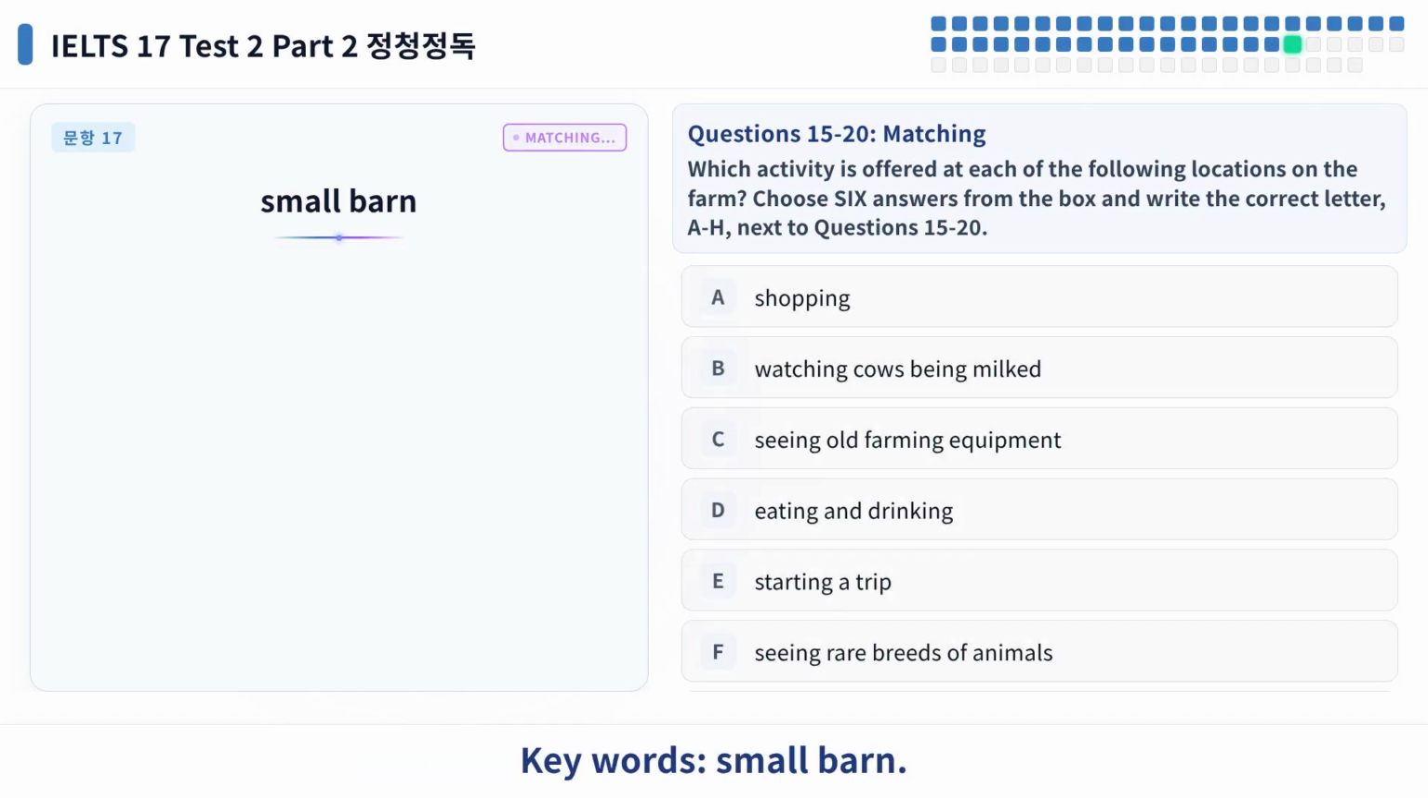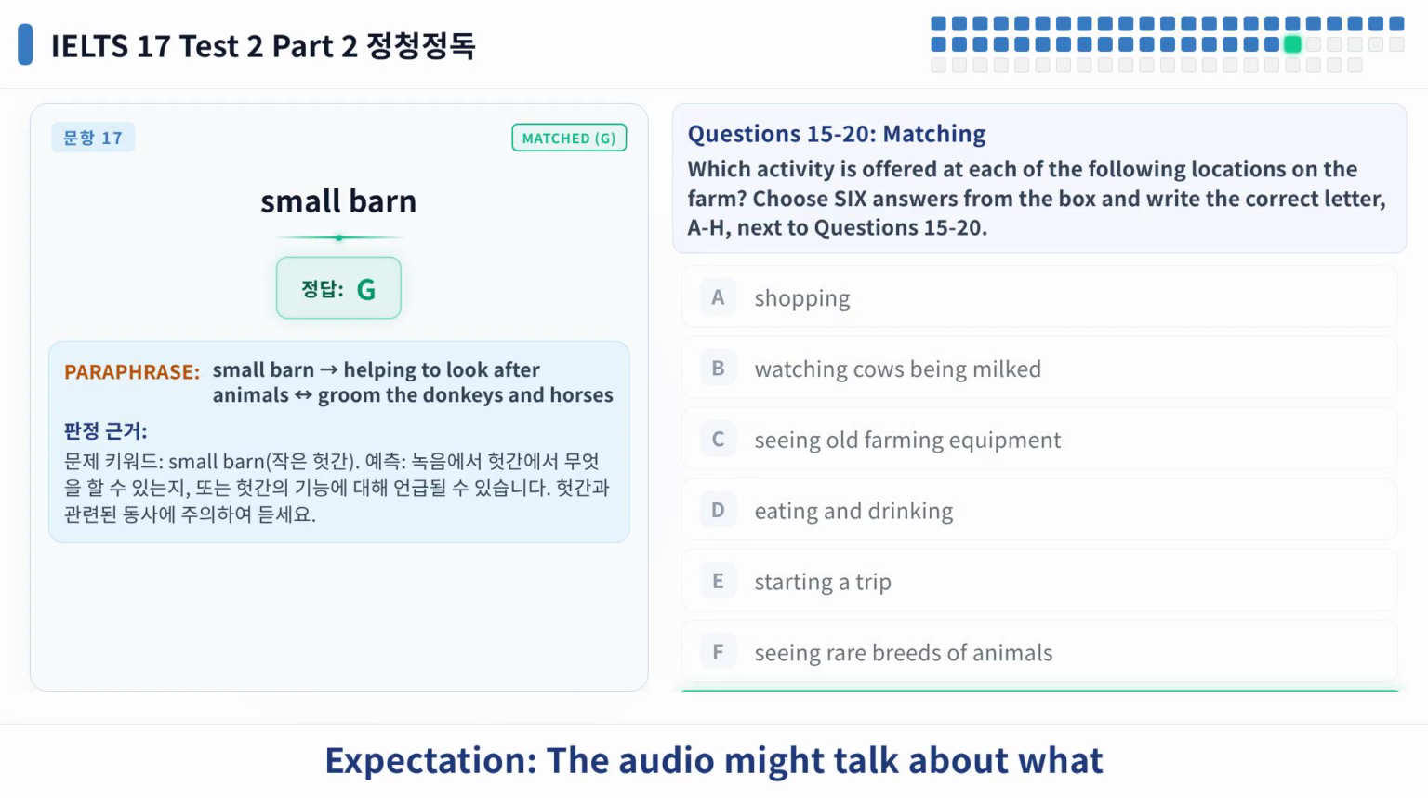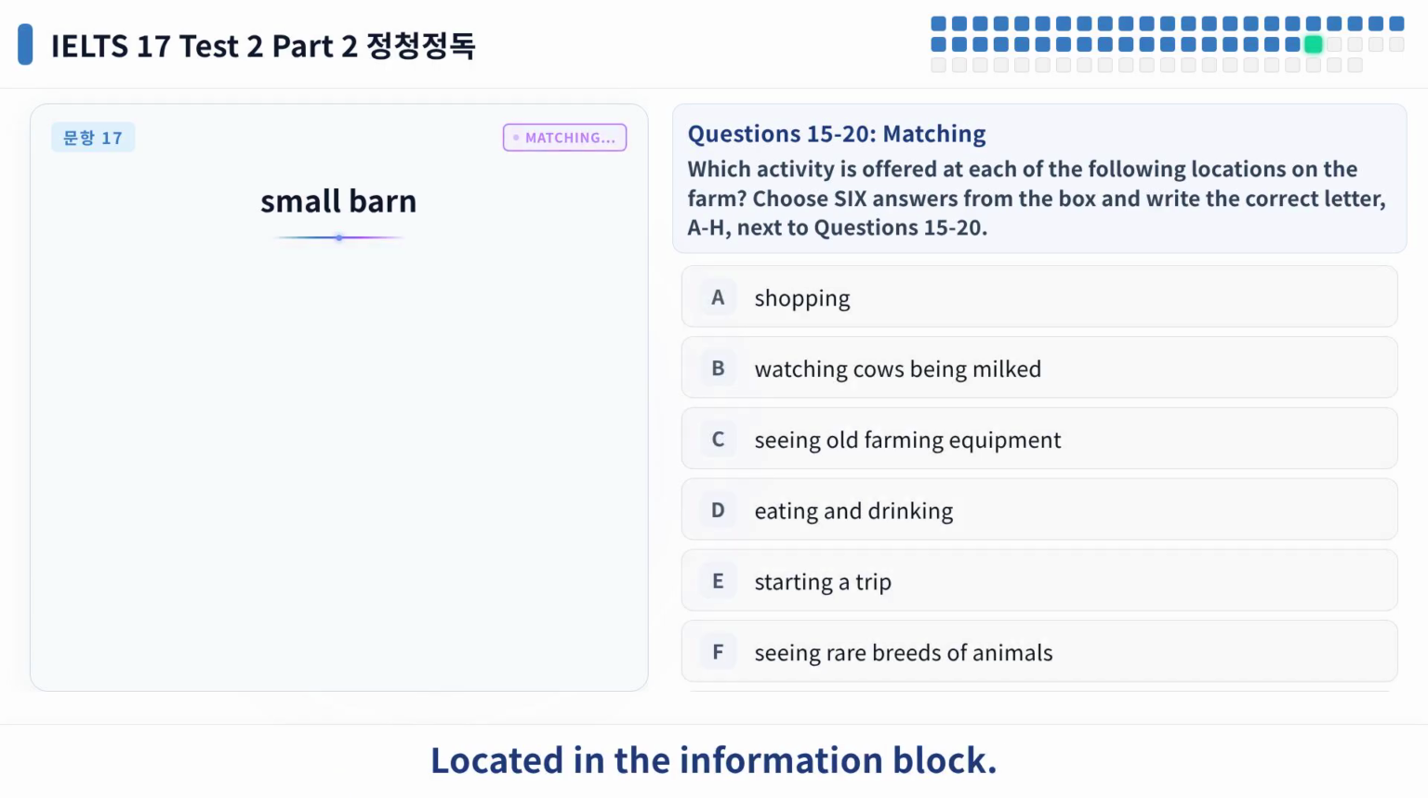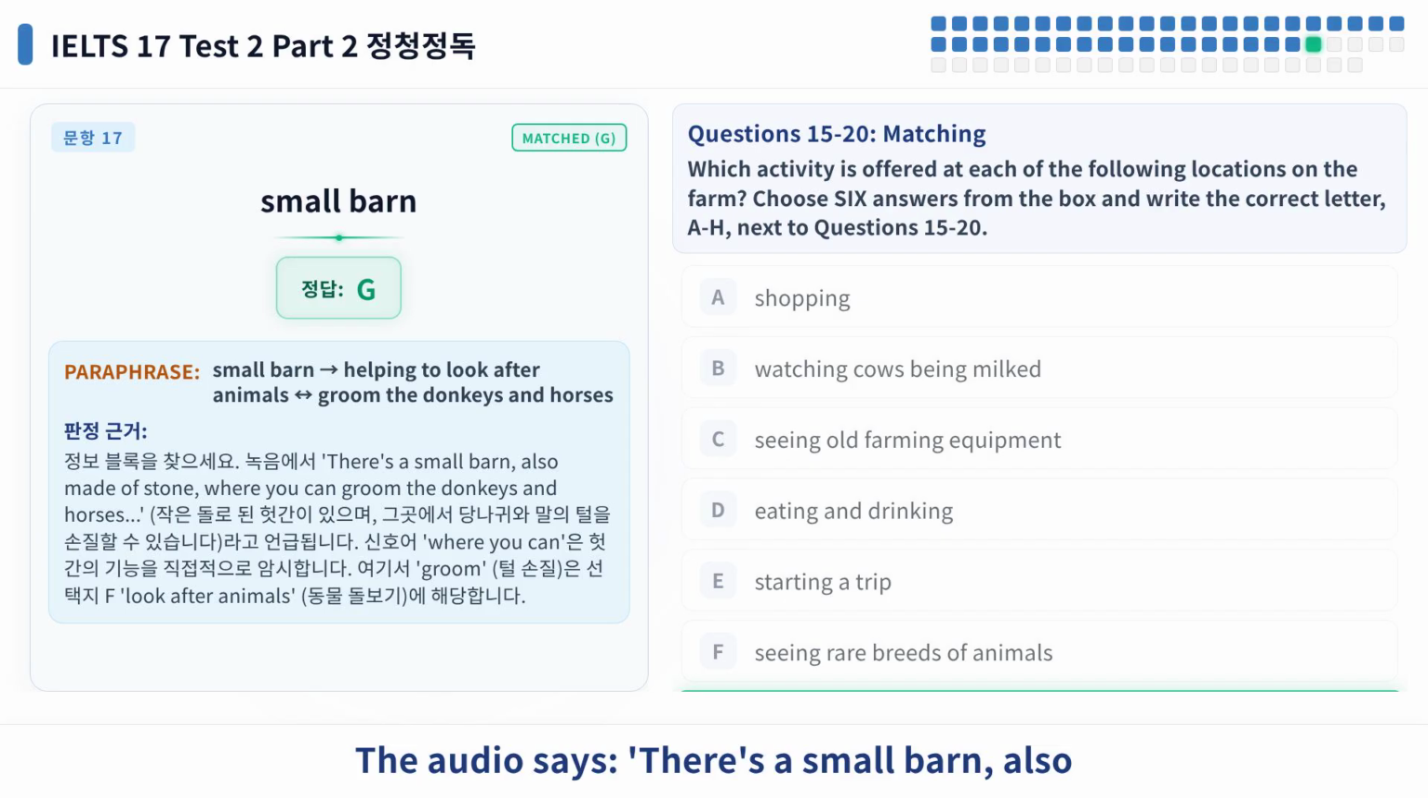Keywords: small barn. Expectation: the audio might talk about what you can do in the barn or its function. Listen carefully for verbs related to the barn. Let's locate the part about small barn in the audio. The audio says, there's a small barn, also made of stone, where you can groom the donkeys and horses. The signal phrase, where you can, directly tells us the function of the barn. The word groom matches option F, look after animals.